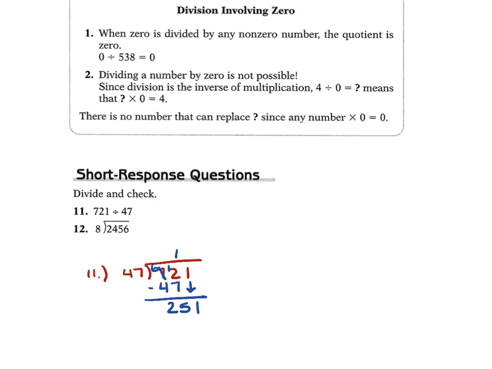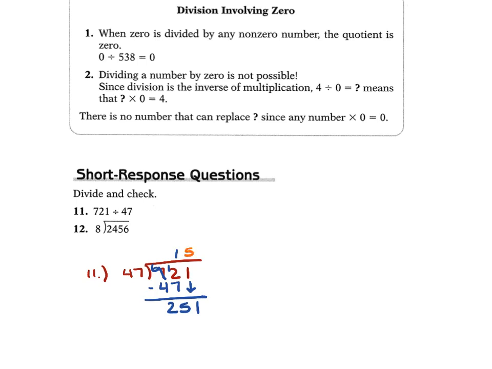From here, 47 goes into 251 how many times? What I like to do is I like to think to myself, my first number in the 47 is the 4. My first number in the 251 is 2. I know 4 doesn't go into 2, so I look at 25. How many times does 4 go into 25 evenly? Probably around 6, but that's 24, and that's going to be really close, so I'm going to try 5.